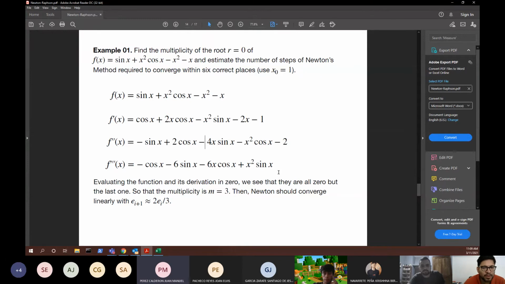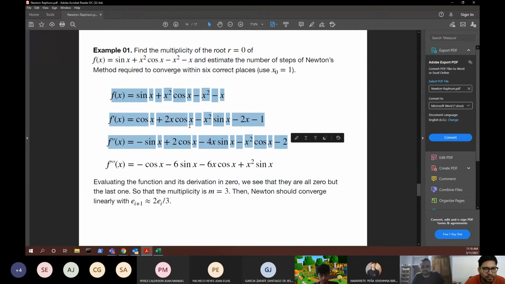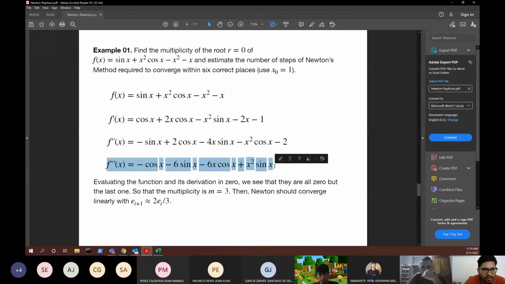Exactly. So if you see in these derivatives, the evaluation at 0 of this function is equal to 0, and this one is equal to 0, and this one is equal to 0, but the last one is equal to -1, right? So we have a multiplicity of 3, because in these functions the first and second derivatives are 0, and for the last one it is different from 0. So the multiplicity is n equal to 3.